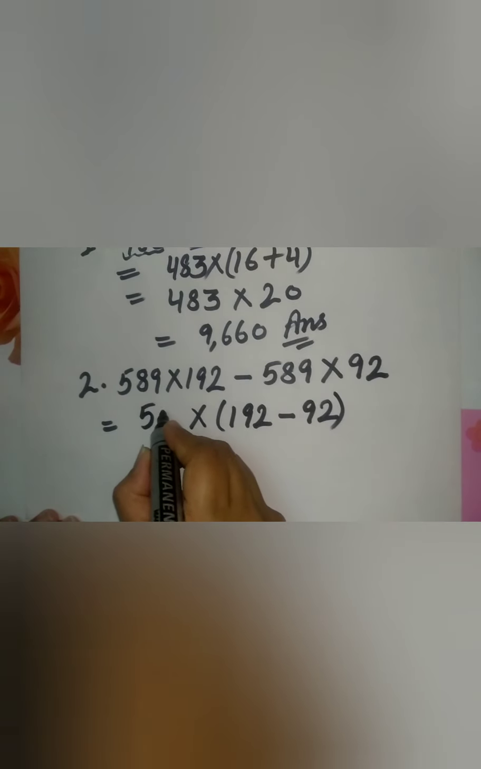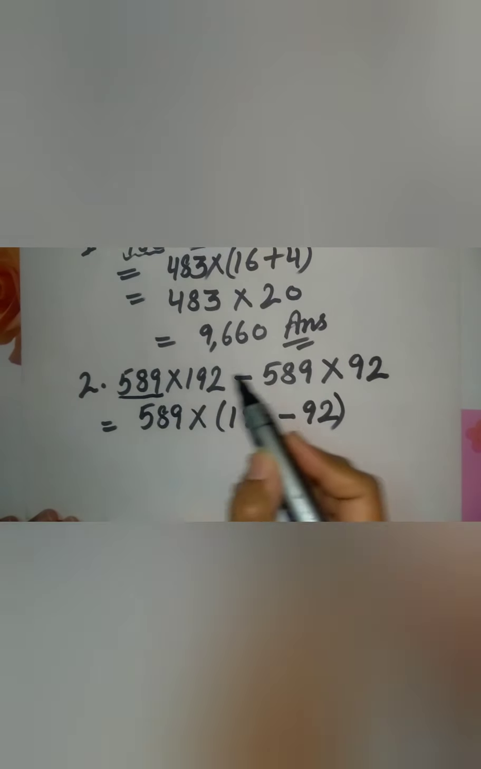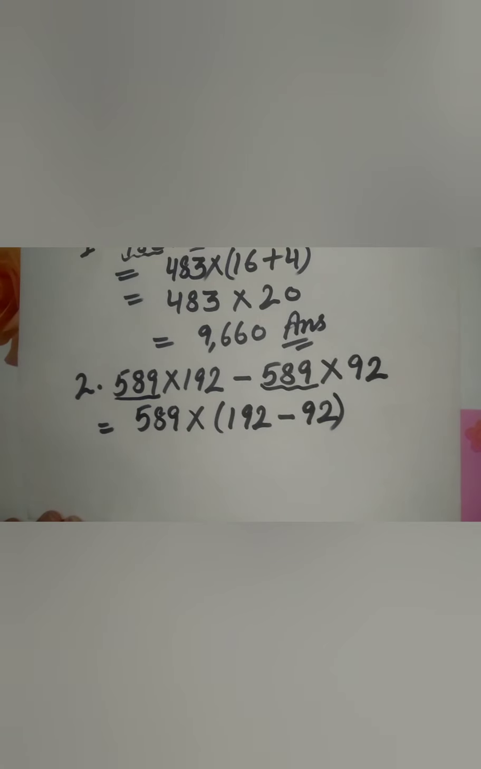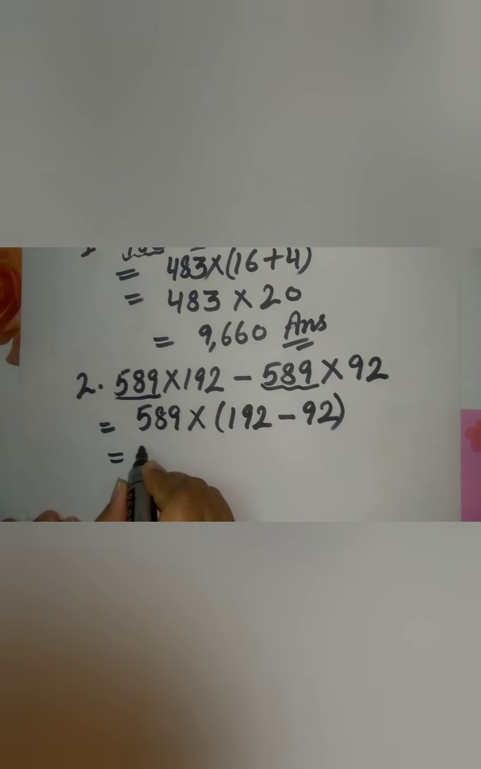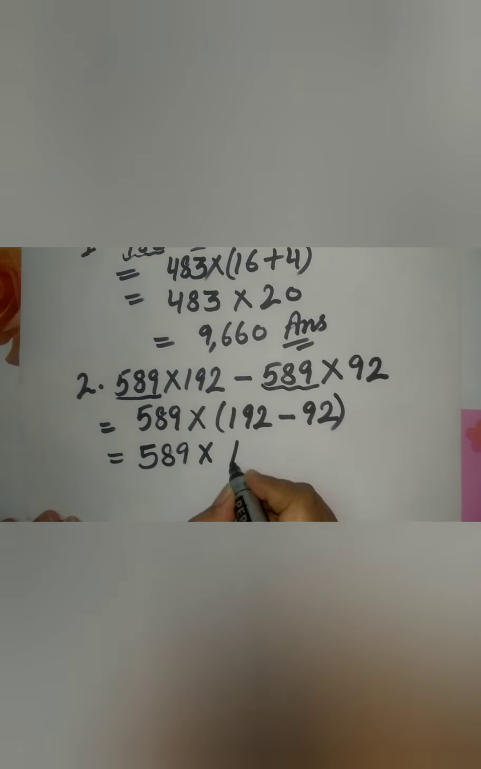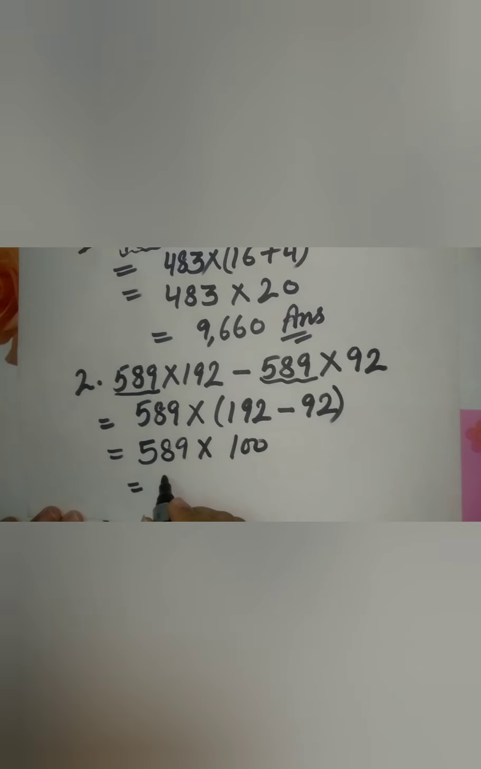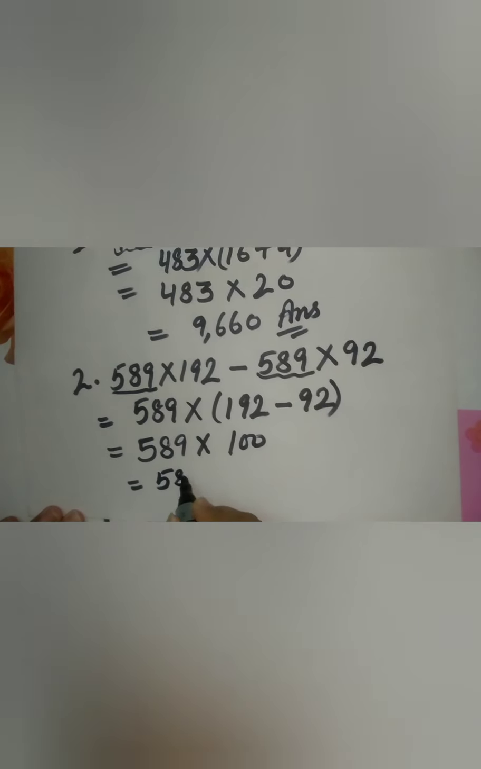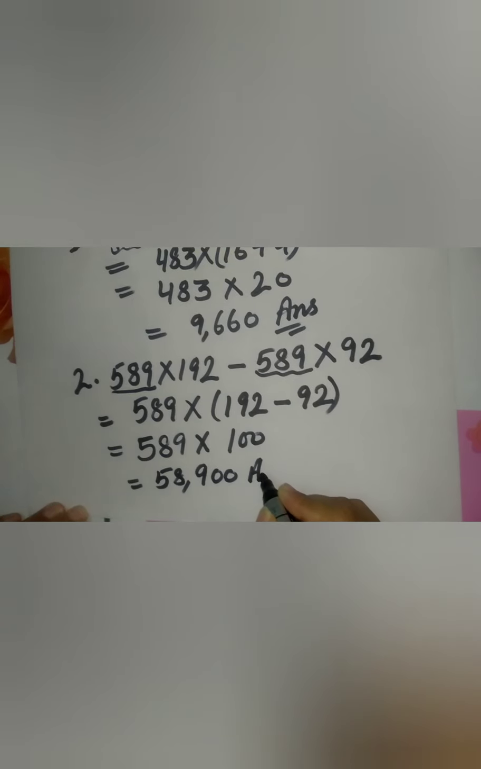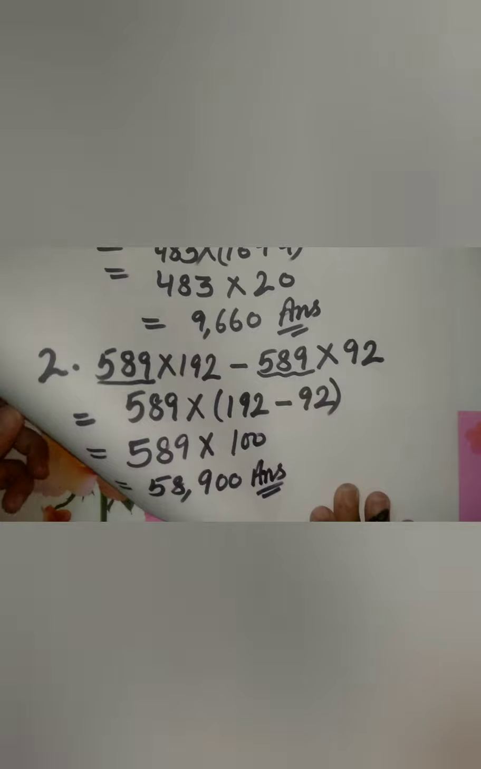And who was the common monster here? 589. So we have sent the monster outside the house. So 589 multiplied by 100. So what will it become? 58,900. So this is your answer. Let's take one more example now.